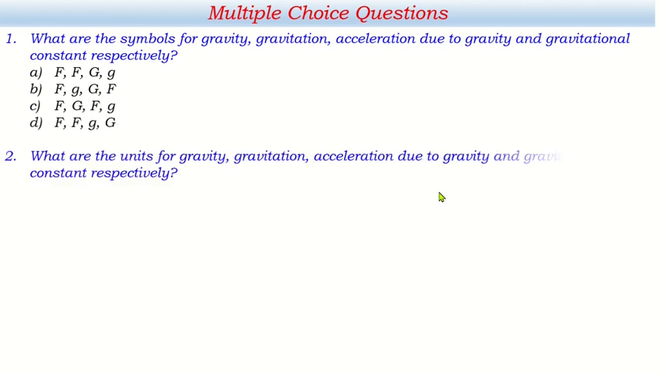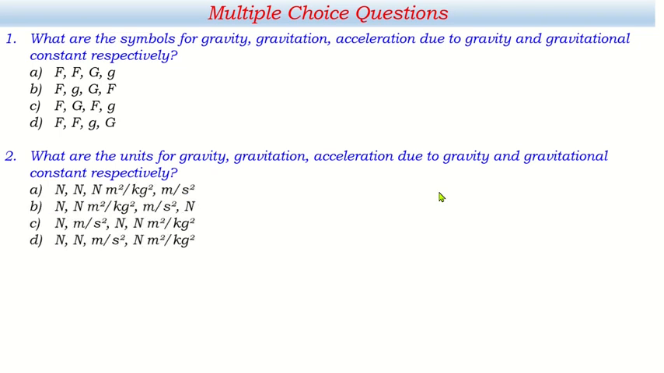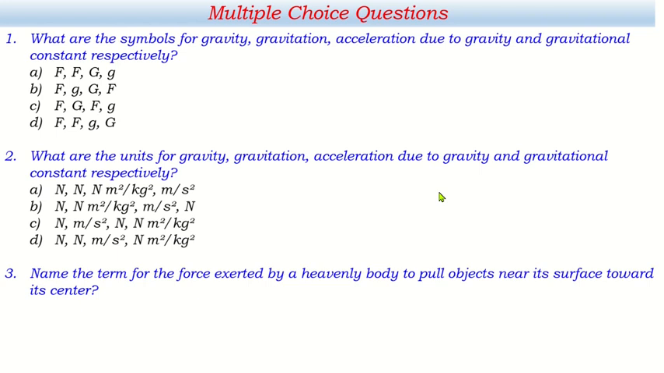And these are the options. And what are the units of gravity? Gravitation is the same thing, but these are the units given to you. Now next, name the term for the force exerted by a heavenly body to pull objects near its surface towards its center. Okay, these are the options.